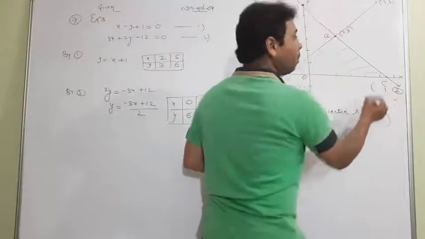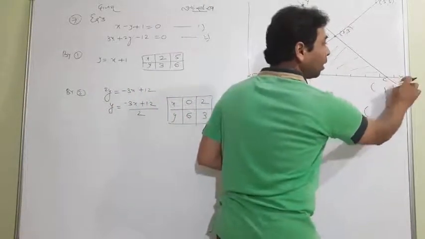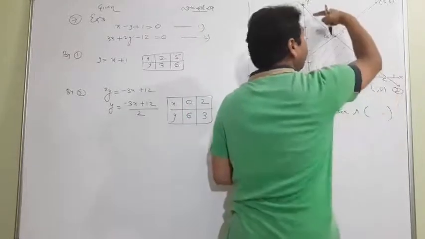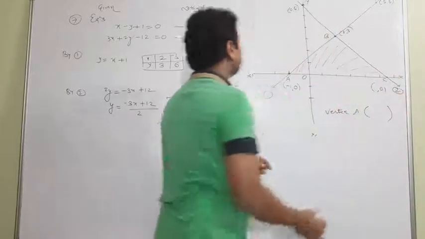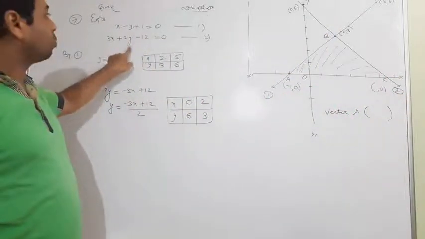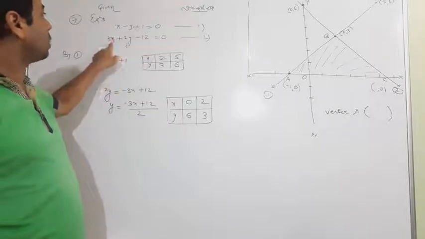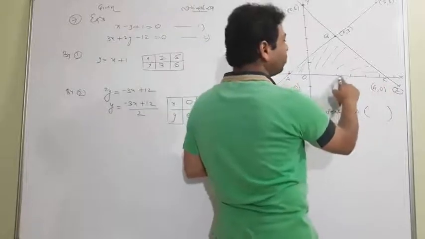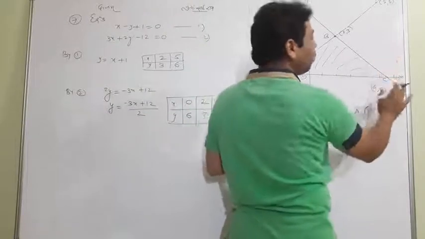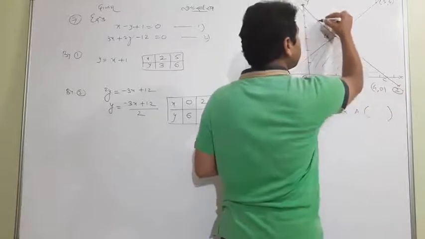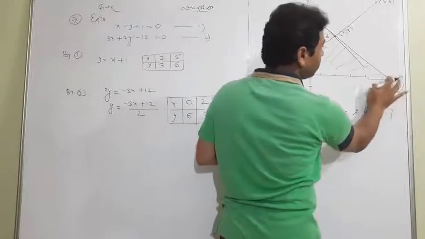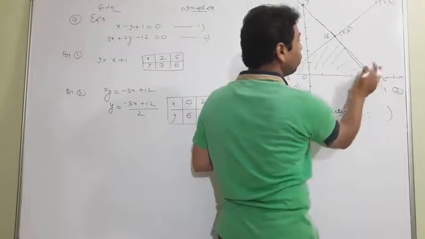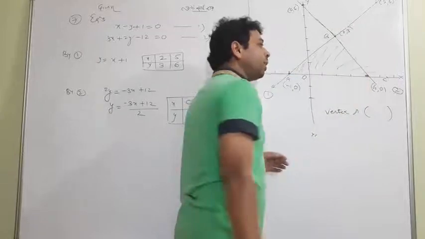What about C? Because C is again lying on the x-axis, its y coordinate is equal to 0. C is lying on line 2, so put y equal to 0 in line 2: 3x minus 12 is equal to 0. 3x will be 12, so x equals 4. The picture is rough, it's a freehand picture, but you can understand the line should pass through that point at 4.